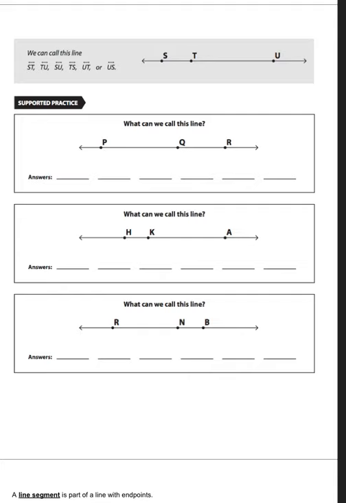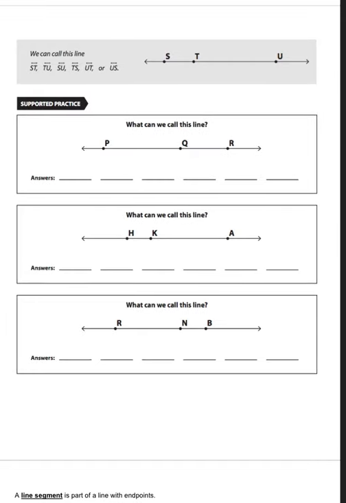Now looking at this one, notice there are 3 points on this line. This gives us lots more ways that we can name it, because again, order doesn't matter, and we only need 2 points to name a line. So we could call this line ST, line SU, or line TU, or we could go backwards: line UT, line US, or line TS. It doesn't matter forwards or backwards, you're just using your two letters.